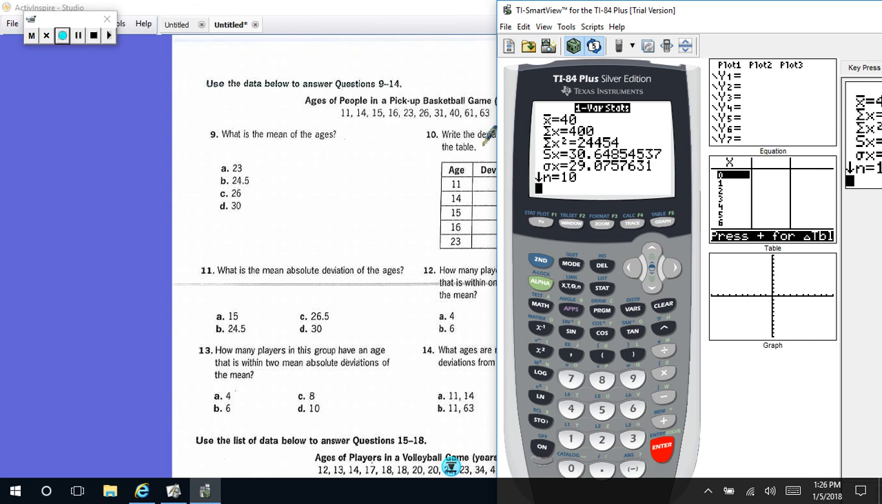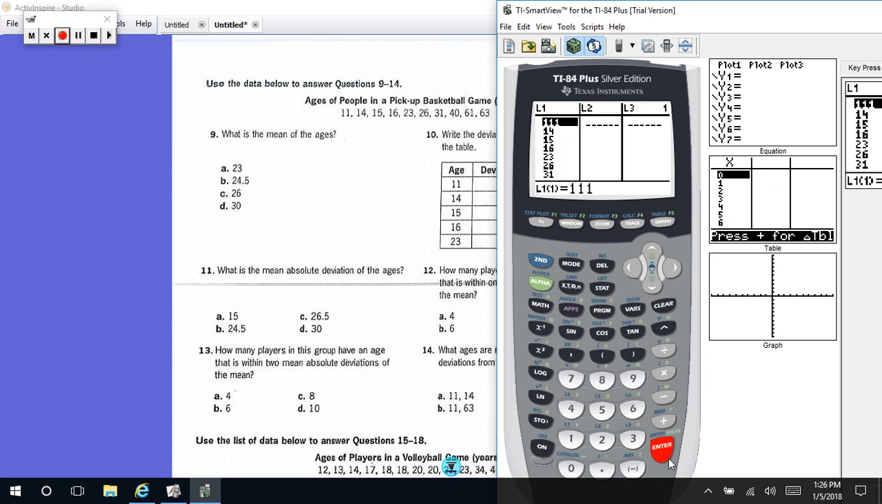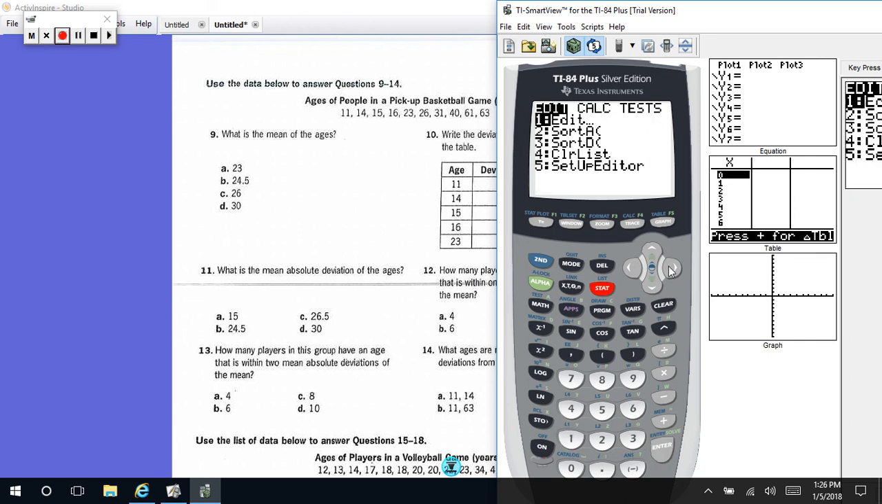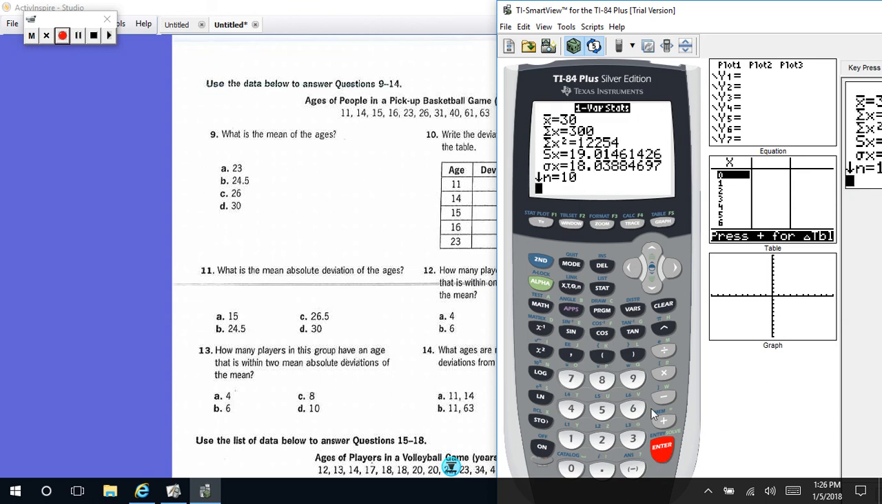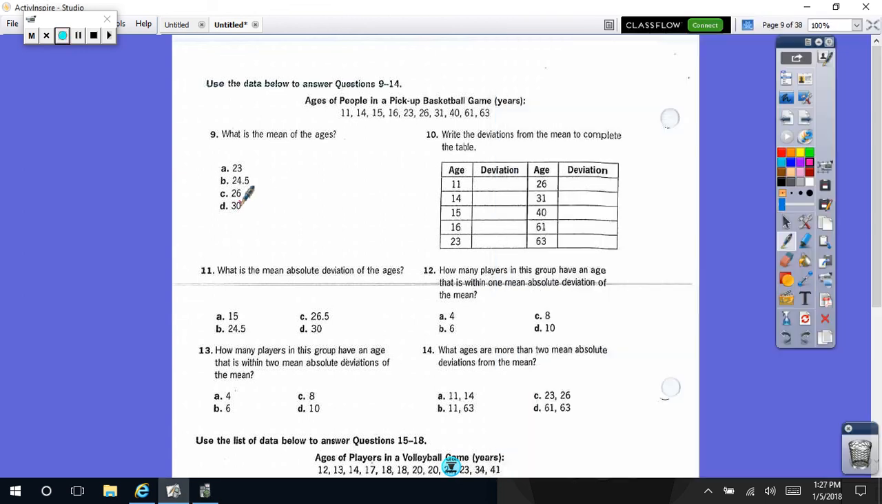And clearly I have made a mistake because that is not one of the answer choices. So let me see if I can figure out, oh, well that would be the problem right there. 11, not 111. Okay, so the mean average of the players' ages was 30. That is the first step in order to calculate the deviations.